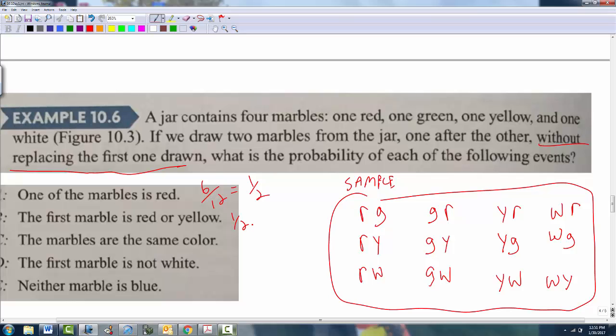Marbles are the same color, not without replacement. Without replacing, there's no possible way of getting both of them to be the same color. With replacement, that would change the game. The first marble is not white. How many times do you get not white as the first marble? It's 9 out of 12, which is 3/4. And then blue, maybe that's why someone said blue. There's no marbles that are blue, so the probability of getting blue is 0.